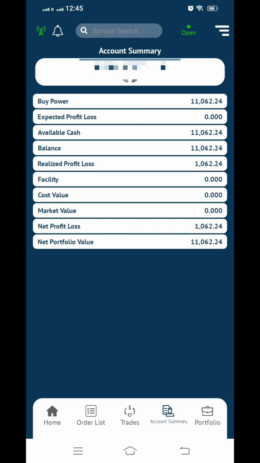In the next video I can post how we can transfer this profit to our account, and how the commission is deducted for the sell order and everything else.